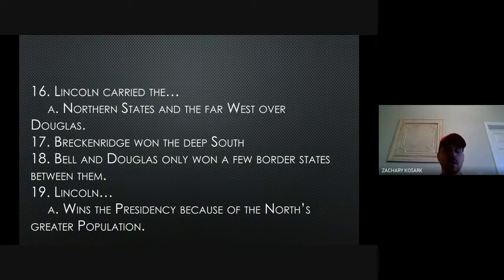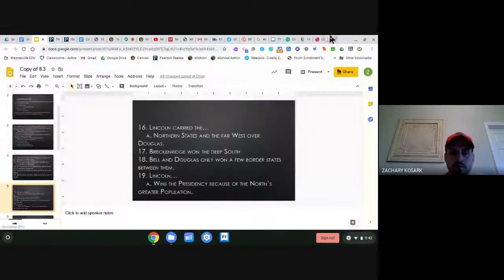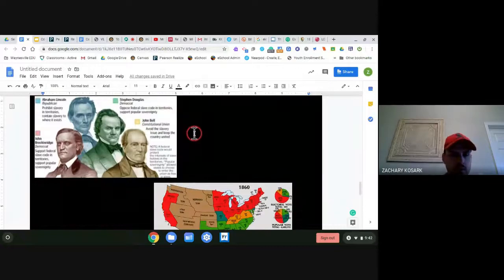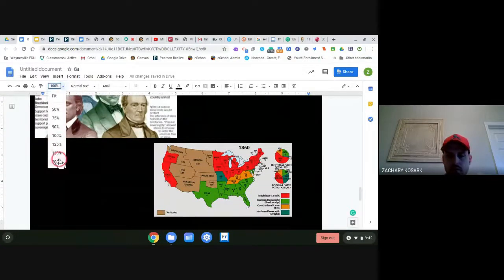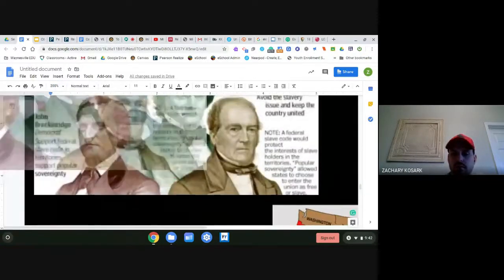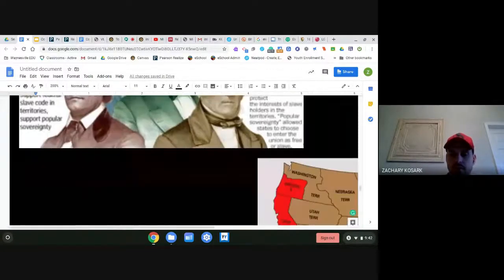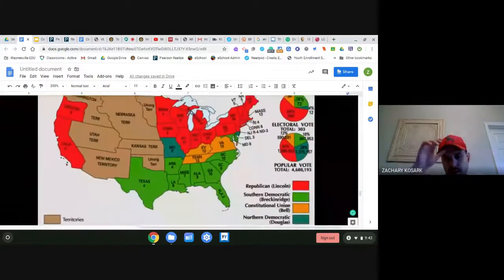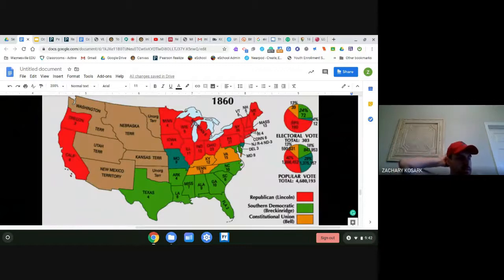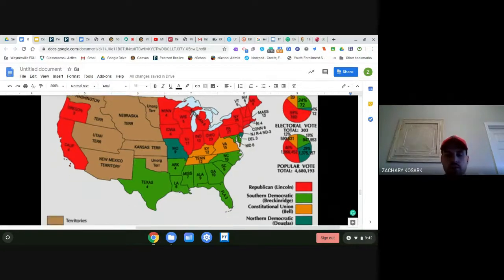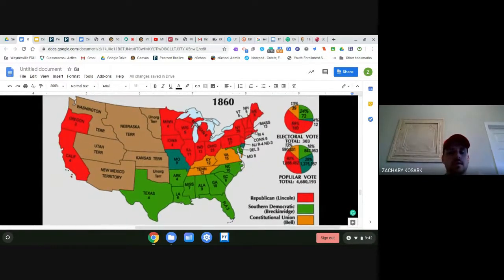or no, I don't. So if we look back at my maps here, zoom in a little bit. Okay, all right, not that much. So this is the breakdown of the votes in the presidential election of 1860. Red is Lincoln. Green is Breckinridge. Those are the two men that get the most support in terms of electoral votes.